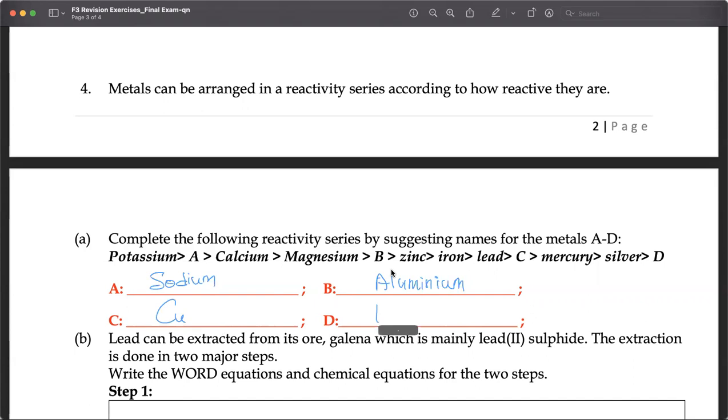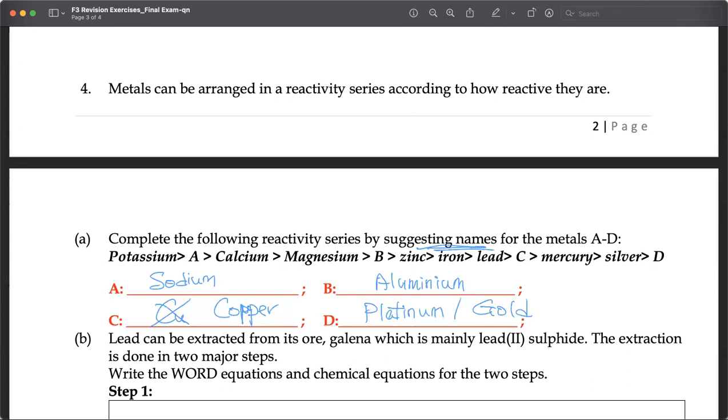silver, platinum, or gold. Now, as we are suggesting the names, that means the symbol is not acceptable. As a result, you have to write down copper, and then platinum and gold. You have to write down platinum and then gold. So we have to write the name instead of the formula.